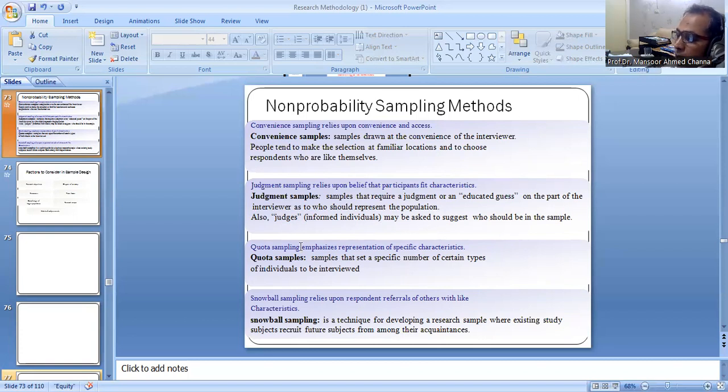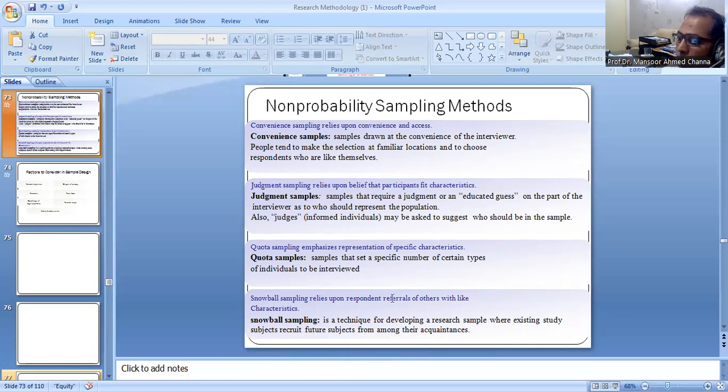Number 3, a type of non-probability sampling is quota sampling. Quota sampling emphasizes representation of specific characteristics. These samples set a specific number of certain types of individuals to be interviewed. Number 4, snowball sampling is the type of non-probability sampling that relies upon respondent referrals of others with like characteristics. Snowball sampling is a technique for developing a research sample where existing study subjects recruit future subjects from among their acquaintances.